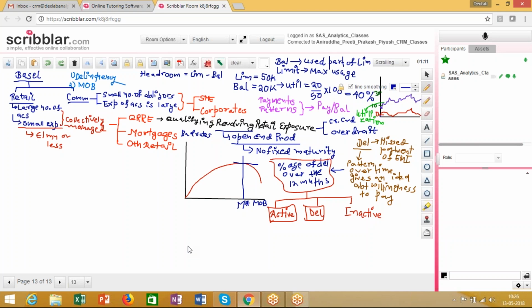So basically, what it means is that once the vintage of the borrower hits M star, the bad rates stabilize, and for accounts which have month on books greater than or equal to M star, those accounts become seasoned accounts, and once the accounts get seasoned, the overall bad rates start falling. So this is known as the seasoning analysis.